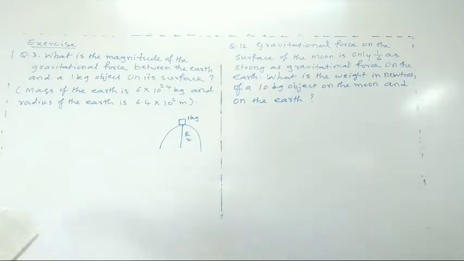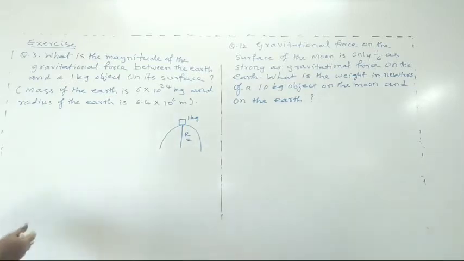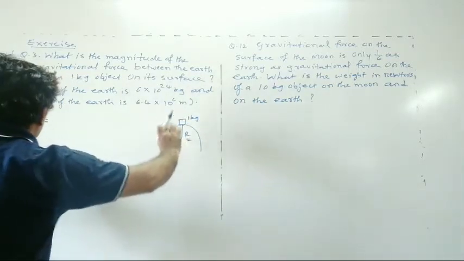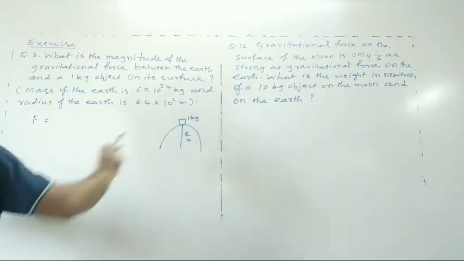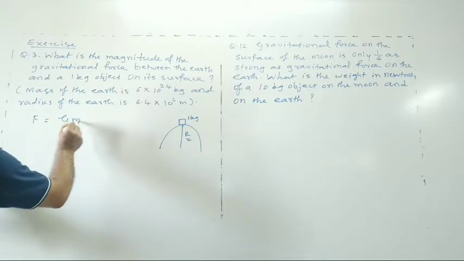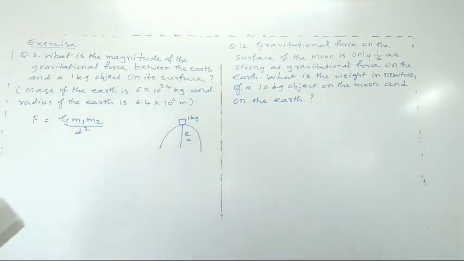First of all, you know that you have to find the force, the gravitational force. What is the formula you are looking at? Force is equal to G M1 multiplied by M2 upon D square. This is the formula you learned.